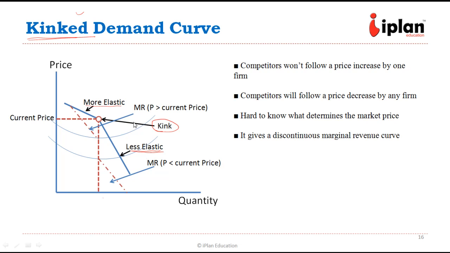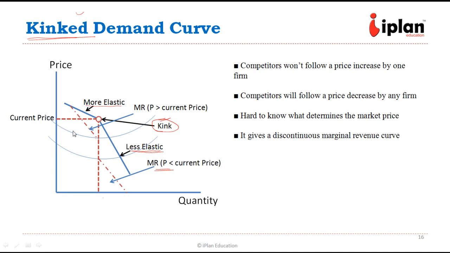And because of that, our marginal revenue curve is also broken. On the left hand side it is at a higher level, and it is broken, shifting downwards for the right hand side of the point of the kink.